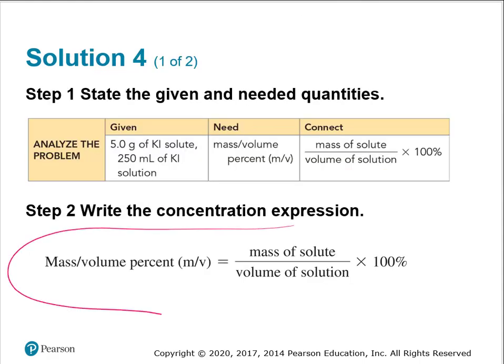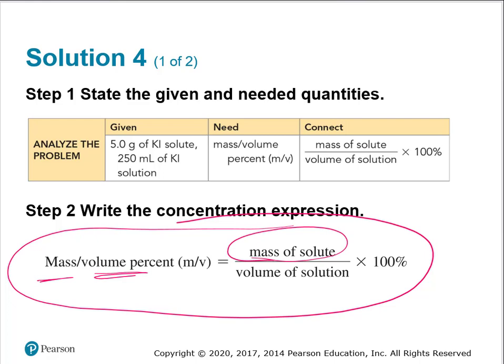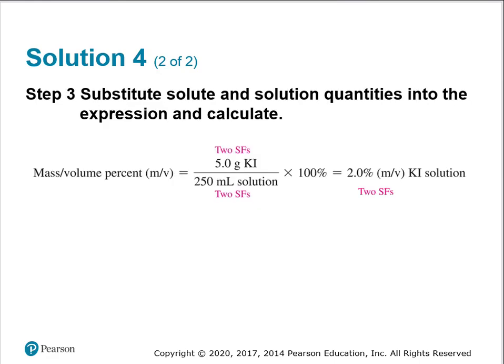First thing is to see what expression we'll use. Mass volume means we will take the mass of the solute divided by the volume of solution, and we want grams and milliliters. So then we'll just take our 5 grams of KI divided by 250 milliliters, both have two significant figures, and then times it by 100, and we get 2.0% mass volume KI solution.